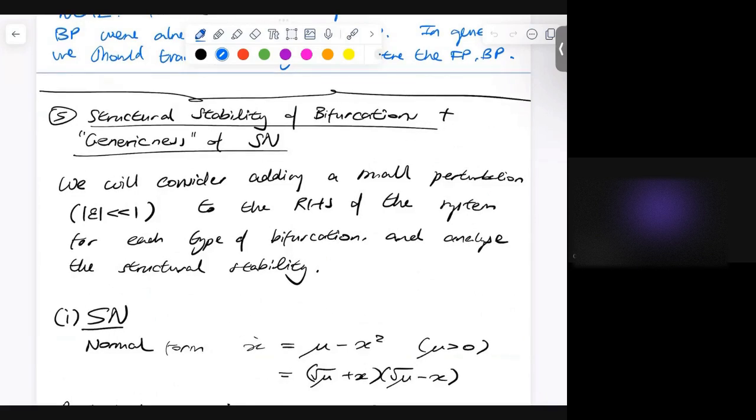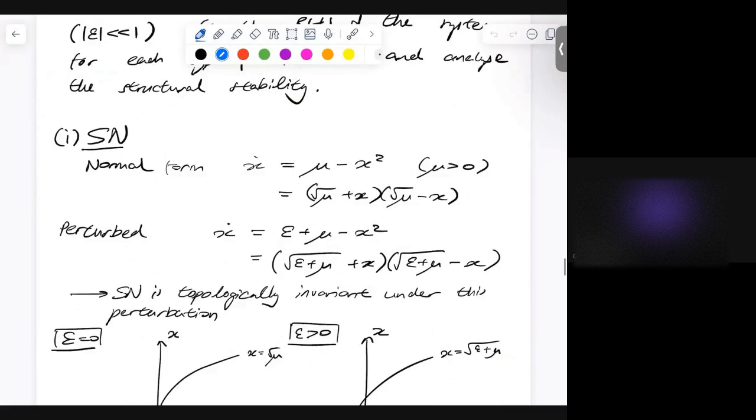So to look at the structural stability, we'll consider adding a small perturbation, epsilon with modulus much less than 1, to the right-hand side of the system for each type of bifurcation. And then we're going to Taylor expand and analyze what happens when we perturb the system. So we'll start with the saddle node.